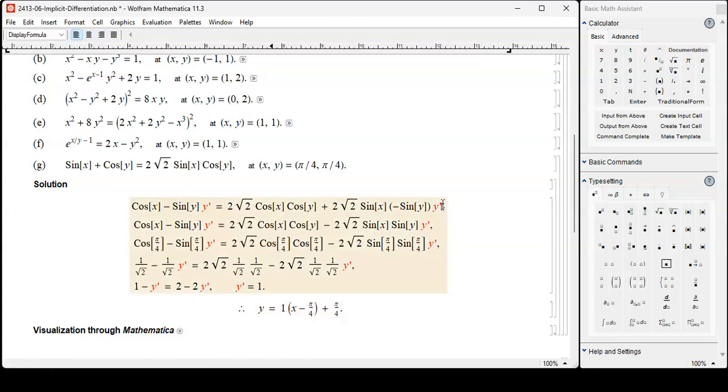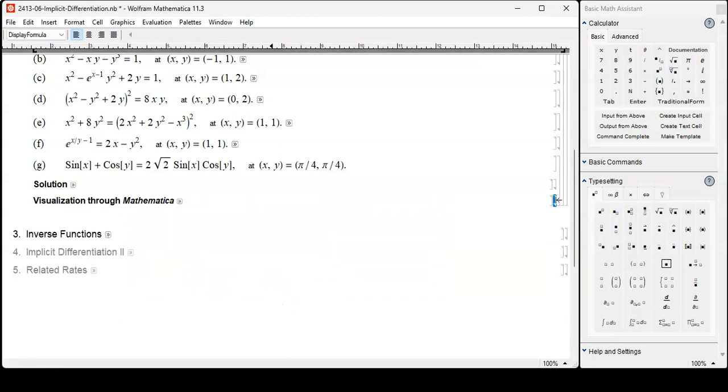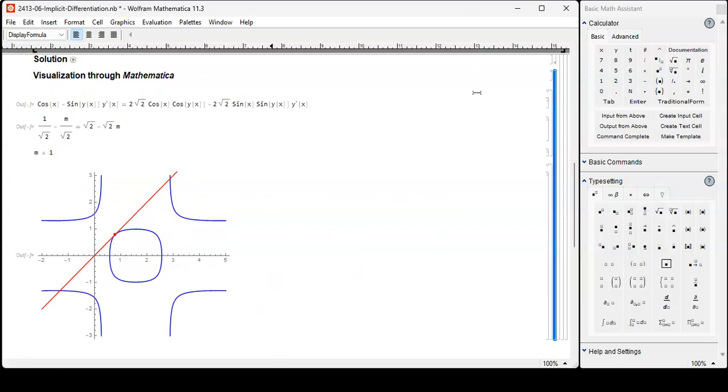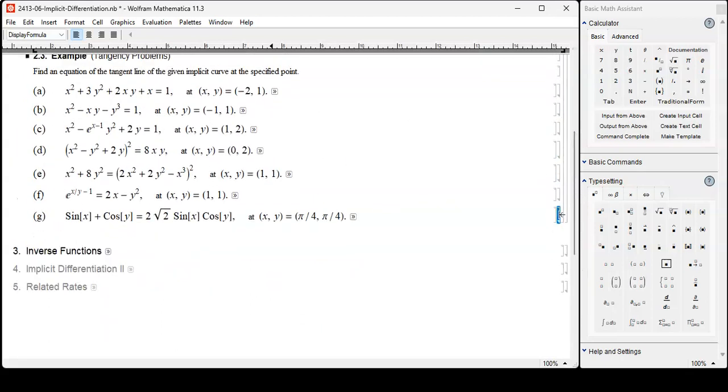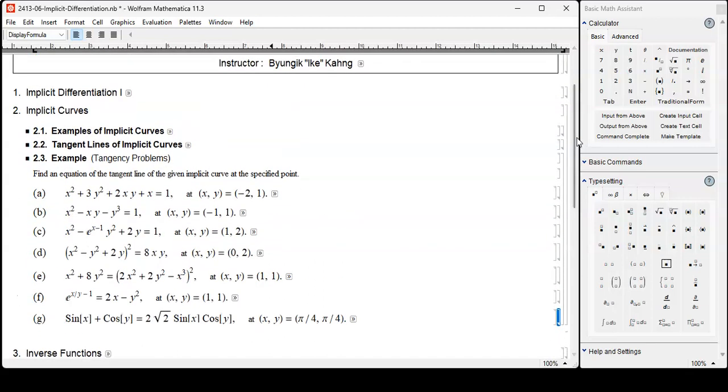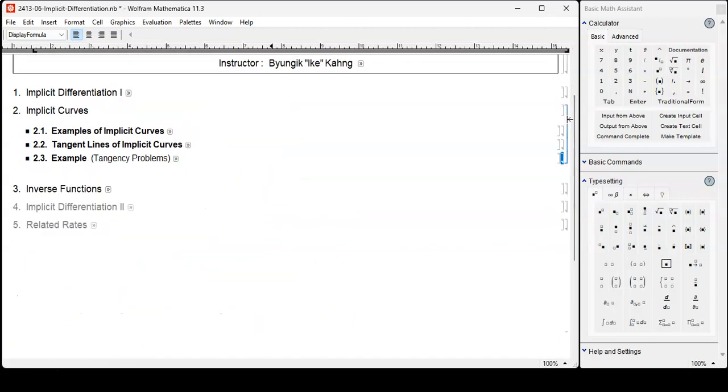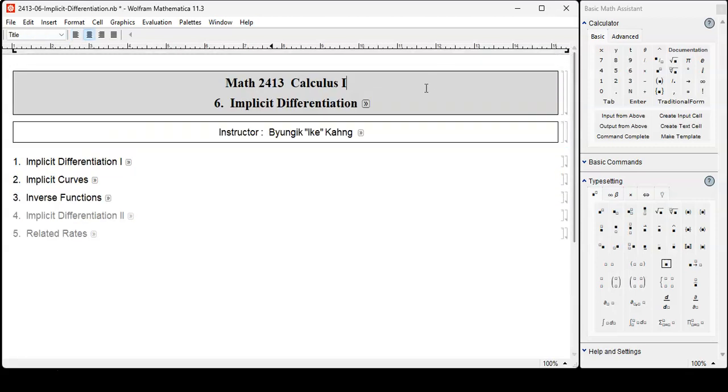So, implicit differentiation, and then plug in a number, simplify. So for the slope, here's a visualization. Well, okay, we went through a lot of tangency problems here. Okay, that completes section 2.